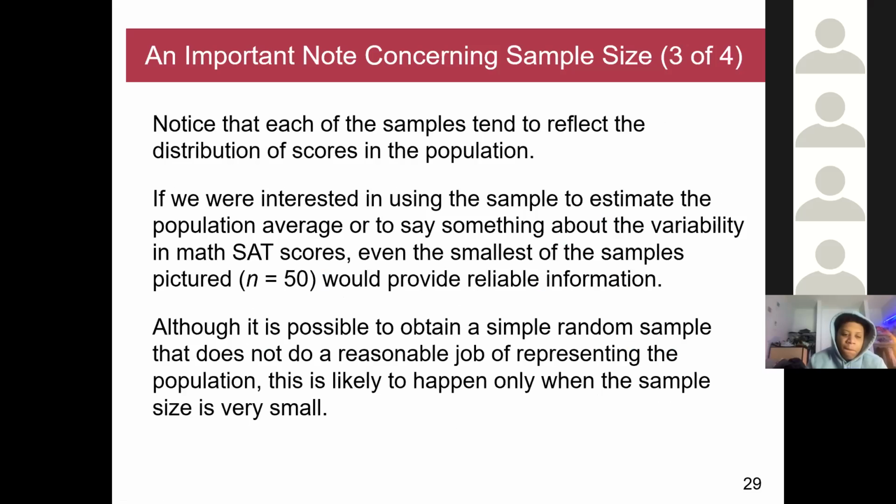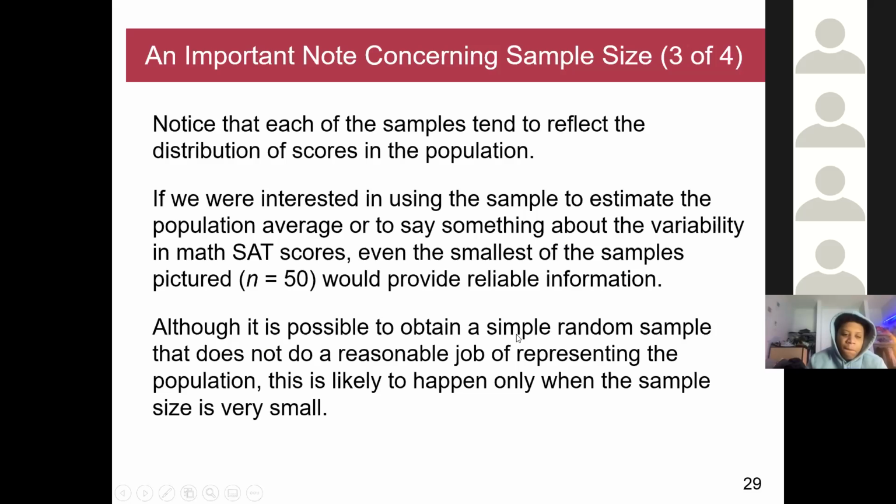So each of the samples tends to reflect the distribution of scores in the population. We could have a sample of size 50, and it would work pretty well. It would give a pretty good estimate, for example, if we wanted to know the average score. A sample of size 50 would give us a pretty close estimate of the average for the whole population. So it does a pretty reasonable job.